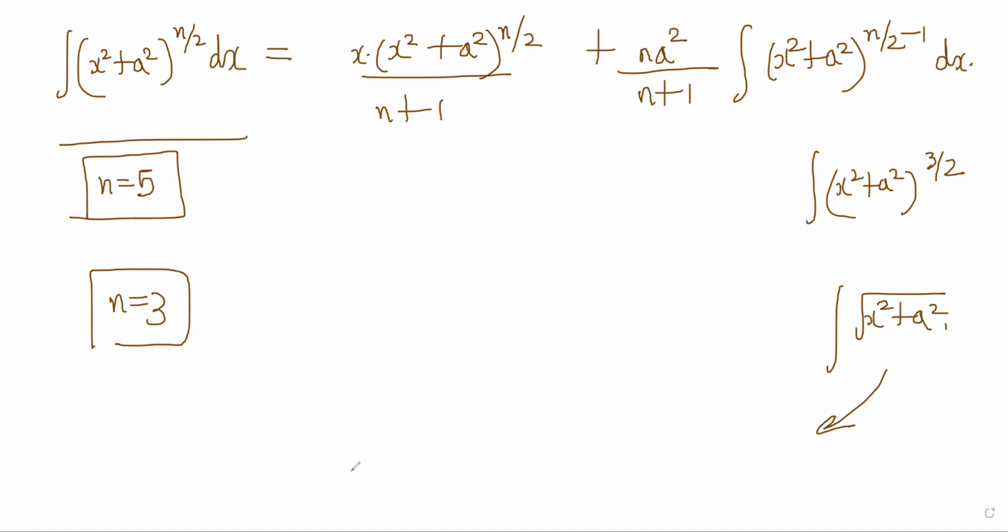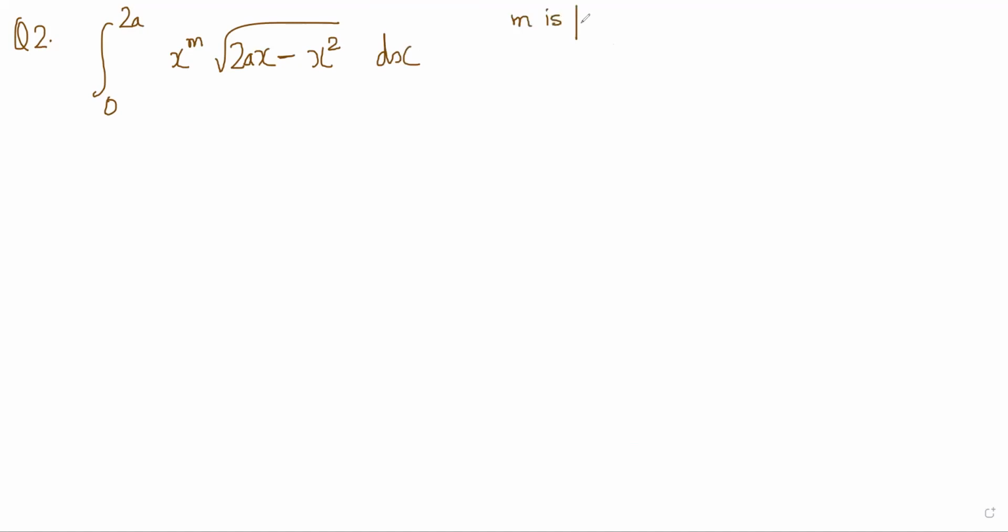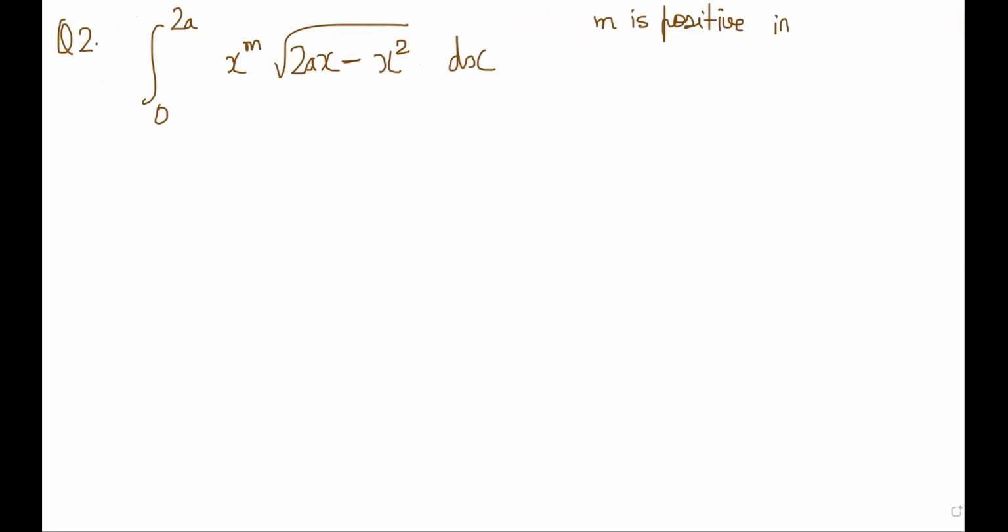Another example that we can look at is, for example, this question. Let's say we have this integral. Calculate the value of the integral from 0 to 2a of x^m root over (2ax − x²) dx, right? M is a positive integer.